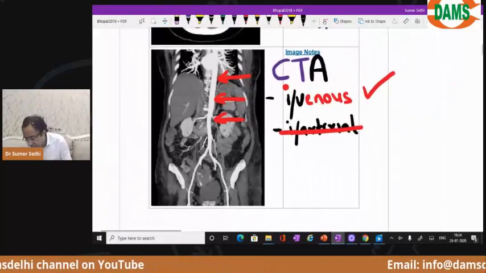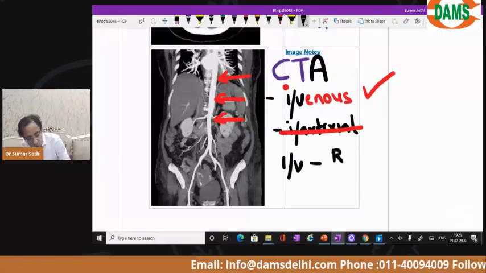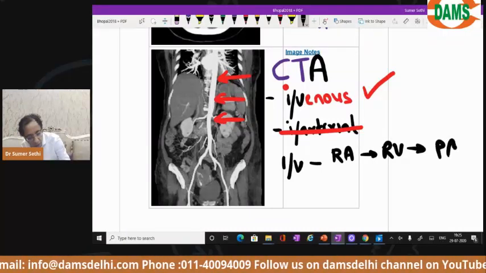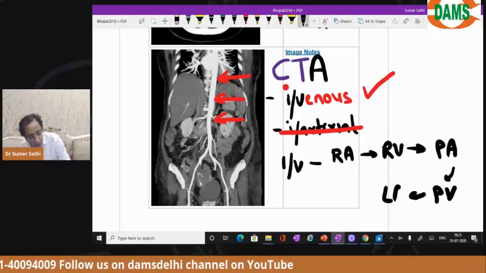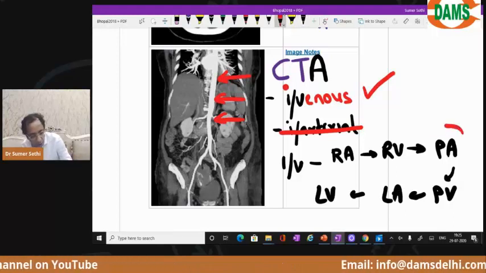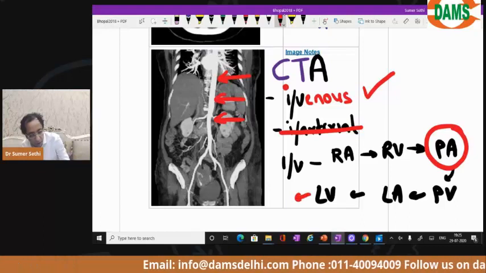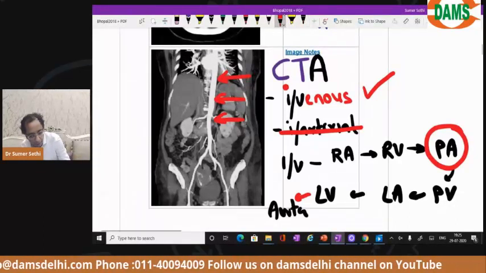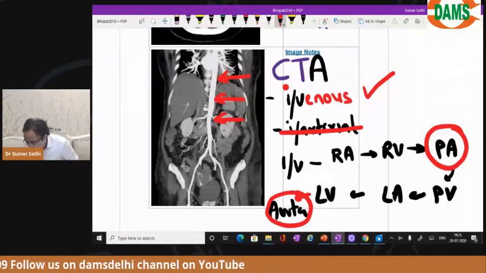And the second thing I want you to know is, if I give intravenous dye, it goes into the RA, then into the RV, then into the pulmonary artery, then into the pulmonary vein, then into the LA, then into the LV. So after IV dye, the dye will first go into the pulmonary artery, and then after a delay, it will come into the aorta. Is everybody clear?